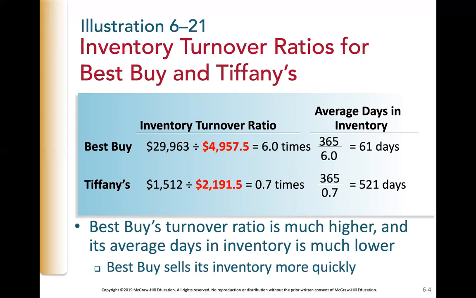If you think about it, that makes sense. Best Buy sells commonly used household items like electronics and appliances, while Tiffany's has very expensive jewelry that doesn't get sold as often. So it makes sense for Best Buy's turnover ratio to be higher.